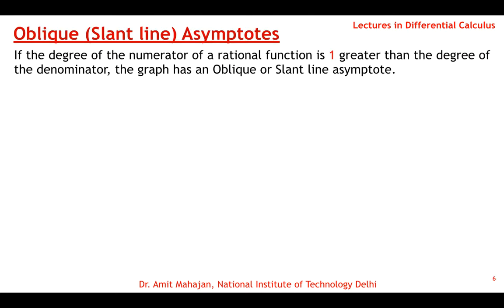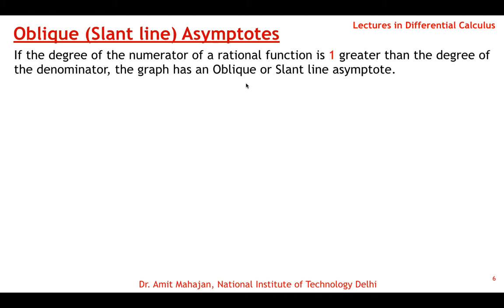The next is the oblique or slant line asymptote. These are asymptotes which are not parallel to the x-axis, but are at some angle to it. They are present when the following holds: if the degree of the numerator of a rational function is 1 greater than the degree of the denominator, the graph has an oblique or slant line asymptote.